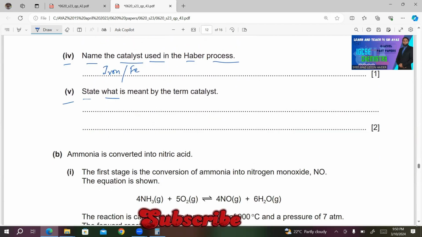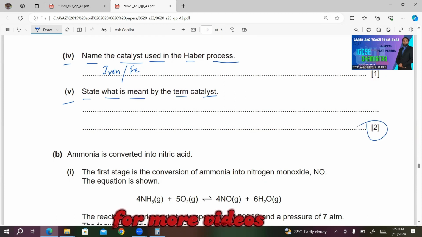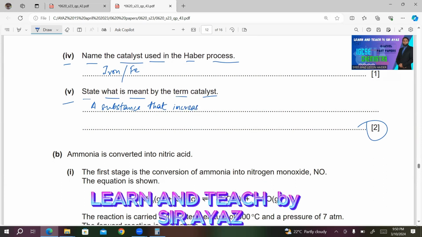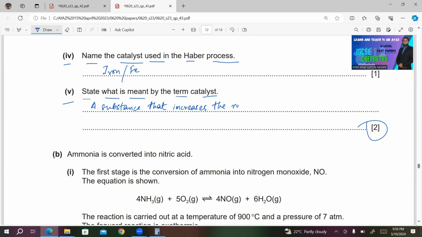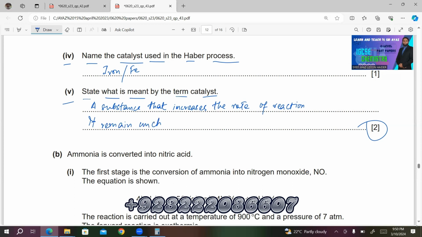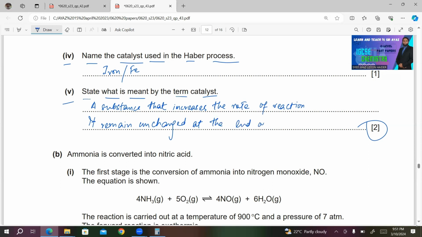Number 5, state what is meant by the term catalyst. It's of 2 marks, so you will mention a substance which increases the rate of reaction and remains unchanged at the end of the reaction. A substance that increases the rate of reaction. It remains unchanged at the end of the reaction.